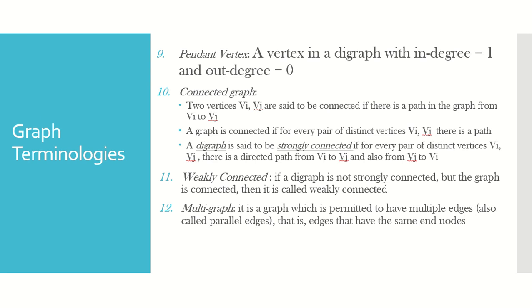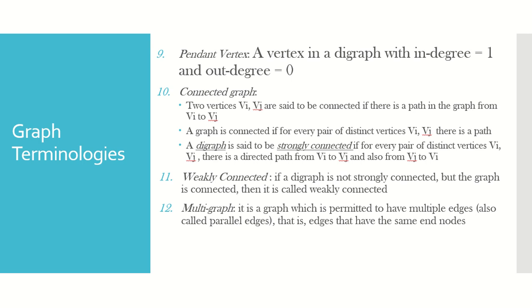Next, pendant vertex. What is a pendant? A pendant is the locket that you could find at the end of a chain, right? So a pendant has a peculiarity. A pendant is connected to the chain through only one single connection, right? You will have a connection that connects the pendant with the rest of the chain.